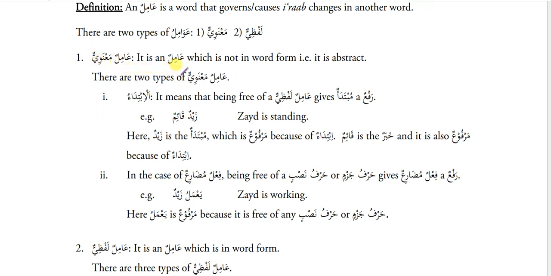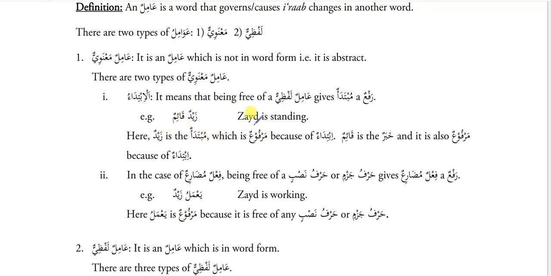Now, there are two types of Amilun Manaviyun. So the assumed Amil are of two types. One is called Al-Ibtida'u. It means that being free of Amil Lafzi, or Amilun Lafziyun, gives Rafa to a Mubtada. Don't worry, I'm just going to read as usual and then I will be explaining inshallah on the board. So first let's read from here and then I will explain everything.